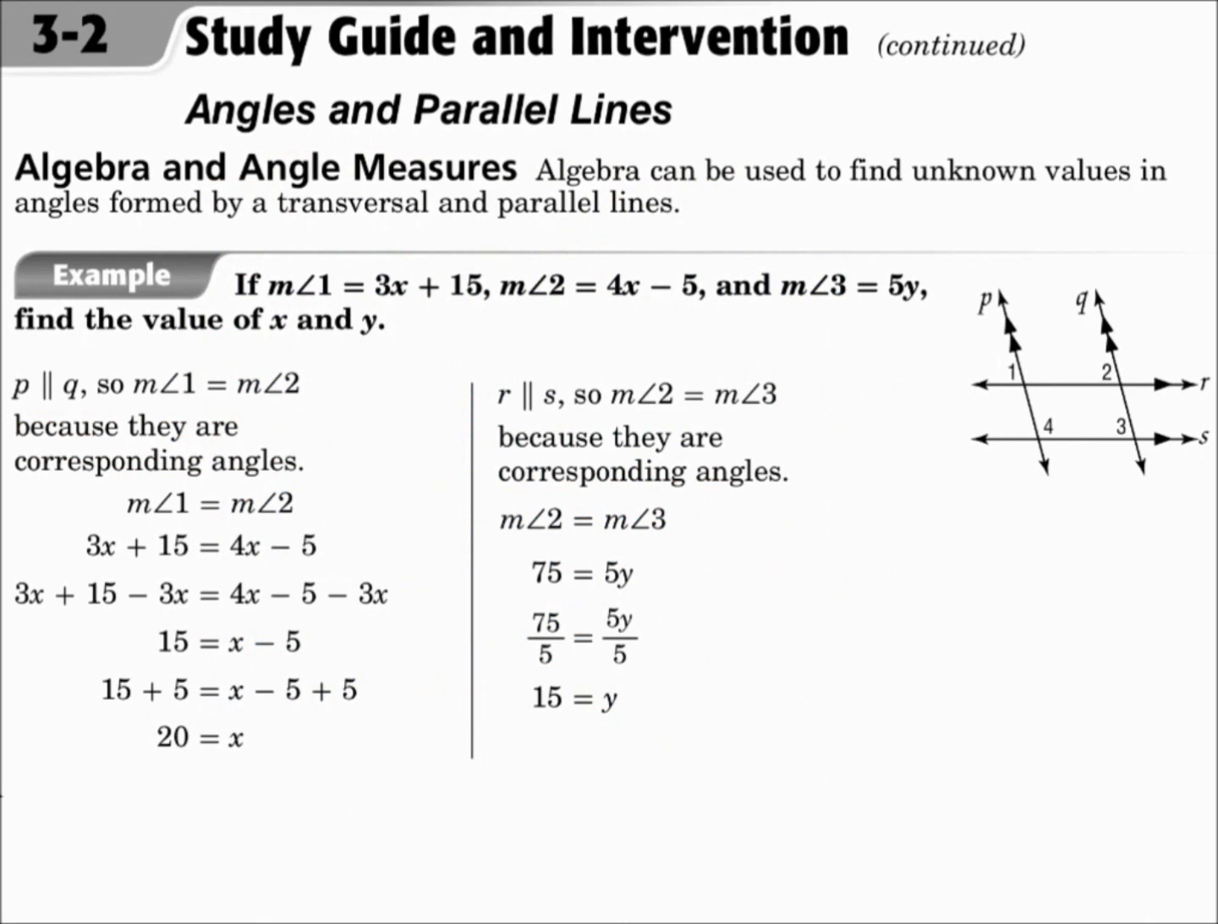Sometimes you're given angle measures with algebraic expressions. So, when parallel lines are cut by a transversal, remember, corresponding angles are congruent, alternate interior angles are congruent, alternate exterior angles are congruent, and consecutive interior angles are supplementary. So pair up the angles according to what type they are, and then make your equation.